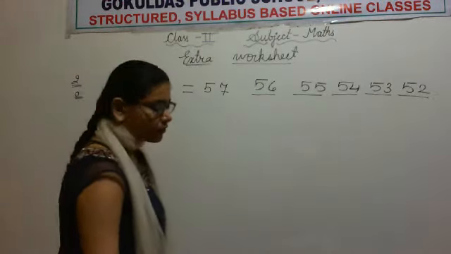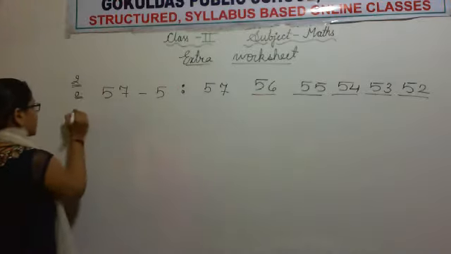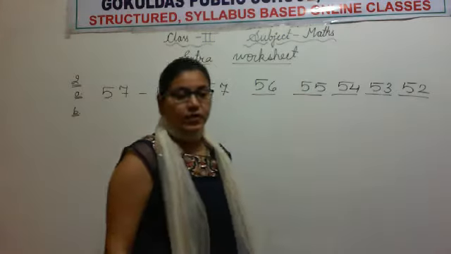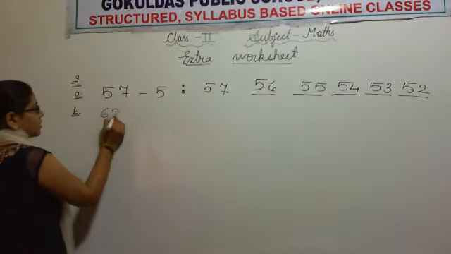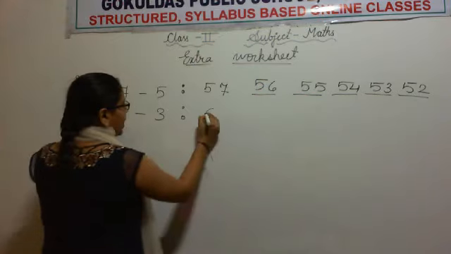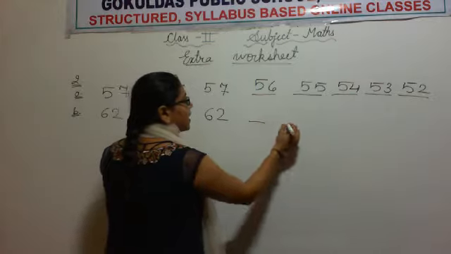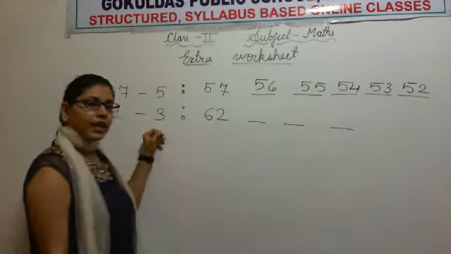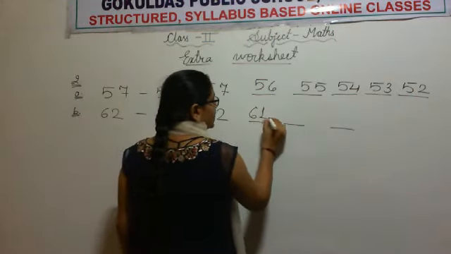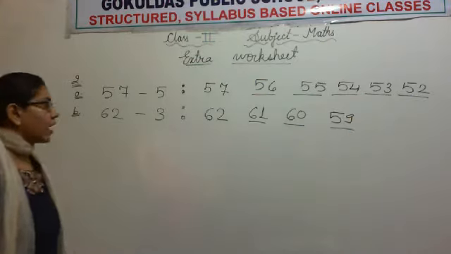Now part B. 62 minus 3. So we have to start from 62. So let's write 62. Now minus 3 is there. So let's make 3 blank places. Now start counting backward. 62, 61, 60 and 59.